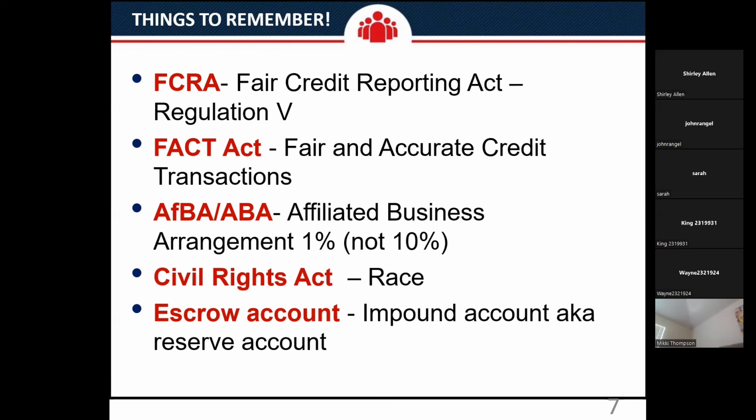The Civil Rights Act has to do with race. Everything that has to do with race will come under the Civil Rights Act. So whenever you see some question that says, according to the Civil Rights Act, they're almost always going to be talking about race. The escrow account is an impound account. The impound account can also be called a reserve account, escrow, or impound.